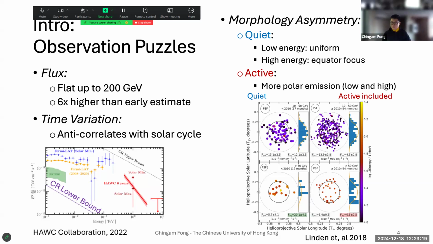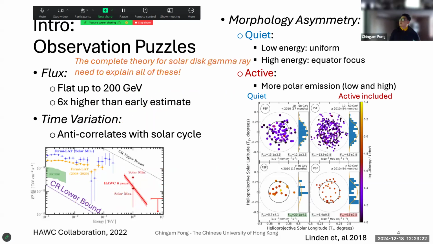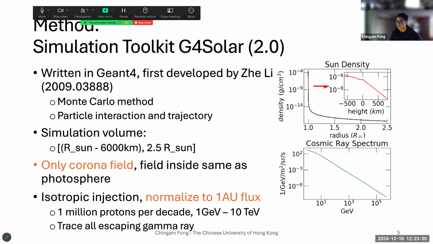So now, to explain all of these, we need a complete theory that takes into account everything. In this study, we are only focusing on the corona field. We build the simulation by putting a field between 1 solar radius and 2.5 solar radii and track every particle interaction in between. We track both particles produced by PP interaction and also other channels that generate gamma ray, one of which is Bremsstrahlung. And we use the Monte Carlo method, just injecting particles uniformly at the outside sphere.